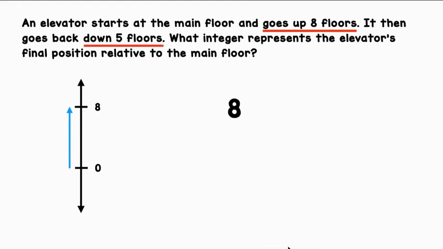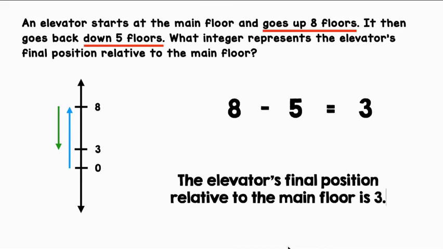Then it goes back down 5 floors, so we can subtract 5. That will give us the elevator's position. 8 minus 5 is 3. The elevator's final position relative to the main floor is 3.